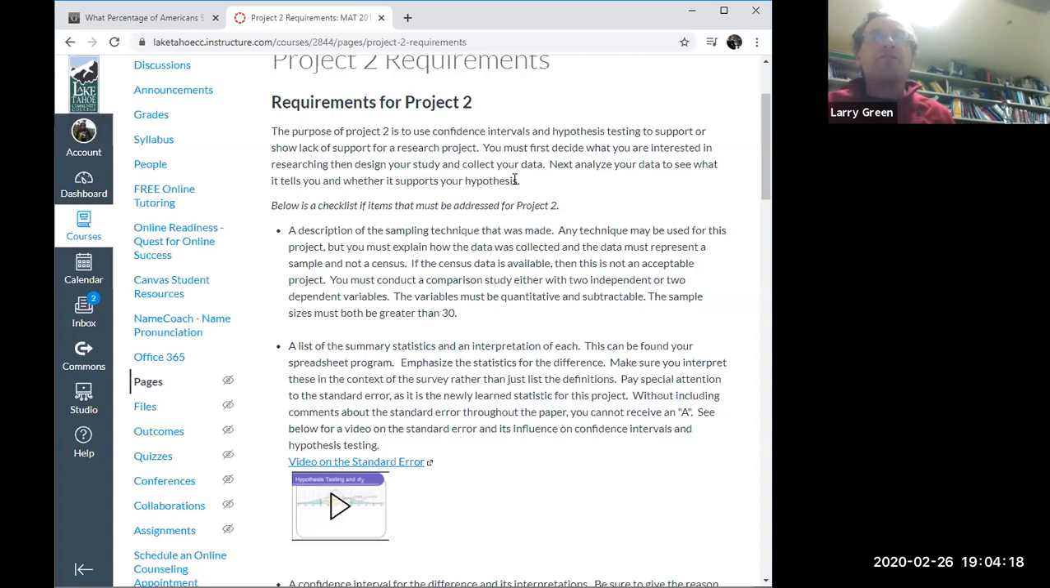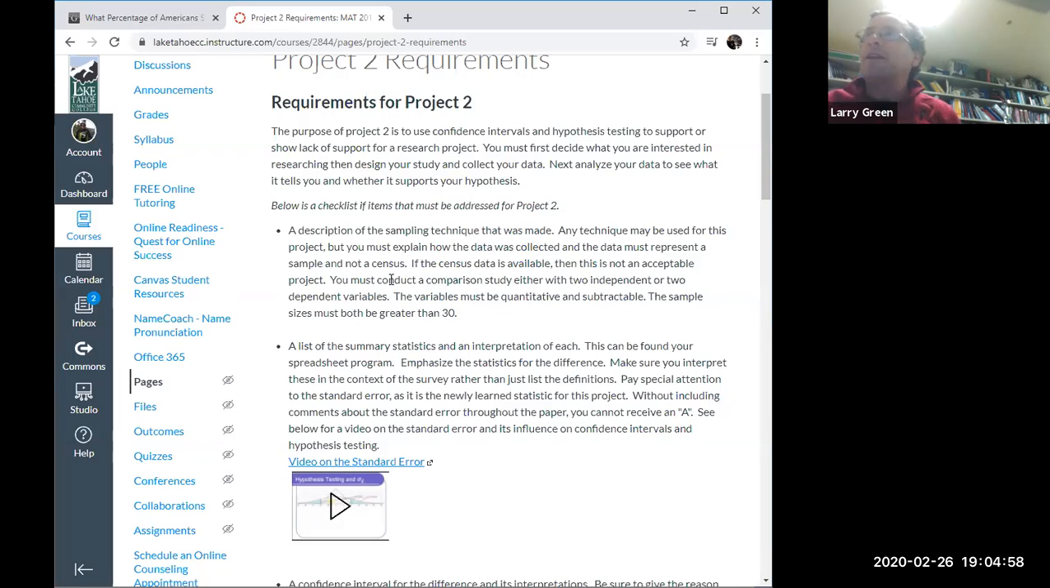You don't have to do a survey of people. You can collect data. That's fine too. But one thing is that if you could collect the entire population easily, then that's not okay, because then there's no reason to do a hypothesis test if you know the whole population. Any questions on that? Okay, your sample sizes have to be greater than 30. That's important.